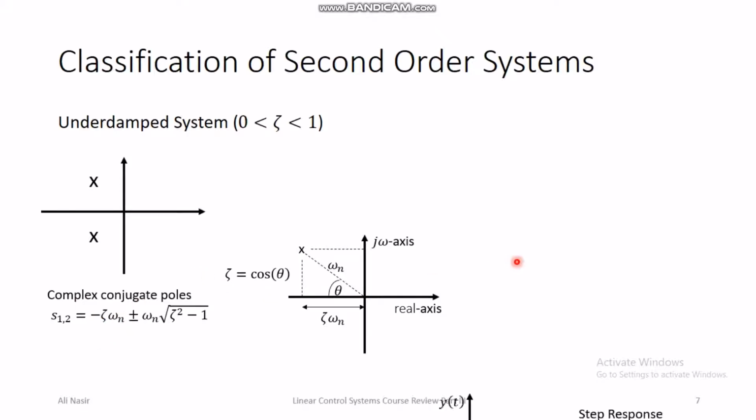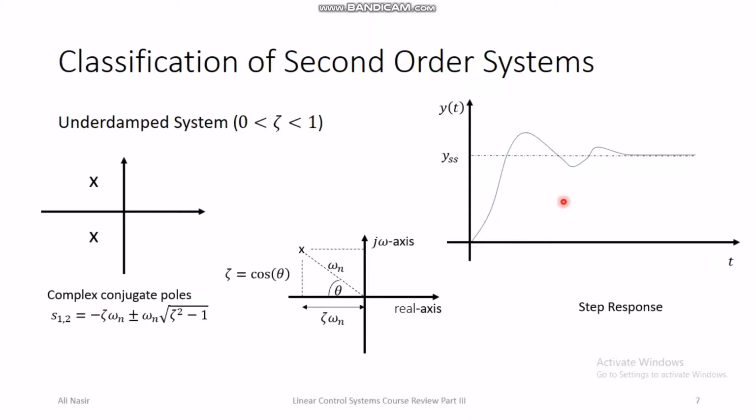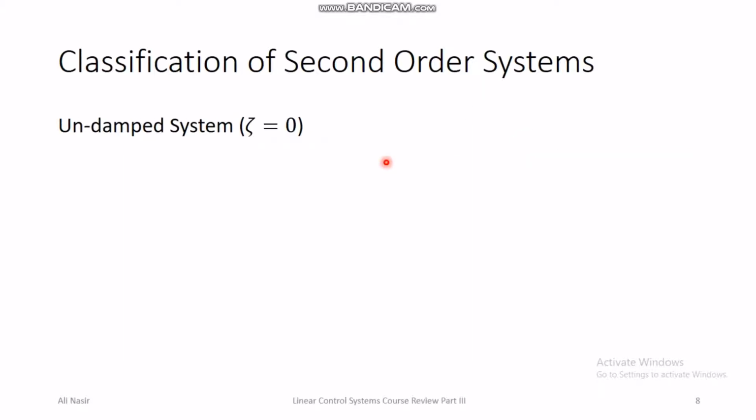The step response of the underdamped second order system is the most interesting one, because it has everything: rise time, settling time, percentage overshoot, and everything that is used to measure the performance of any LTI system in terms of transient response.